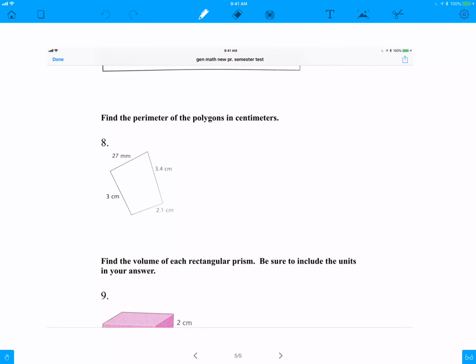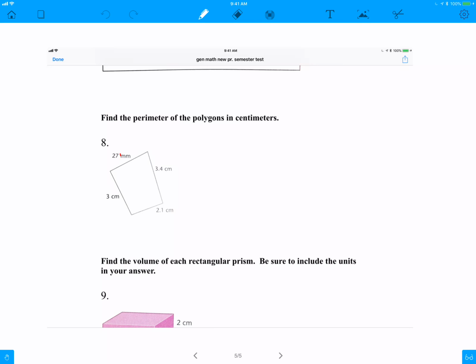Last problem of the day. I want you to find the perimeter of this polygon. Now this polygon is a quad. It's a 4-sided figure. Again, I'm going to give you a random picture for the semester test, but I'll ask you to find the perimeter of it. The big thing here is making sure they're in the right measurement. So one of these is not.